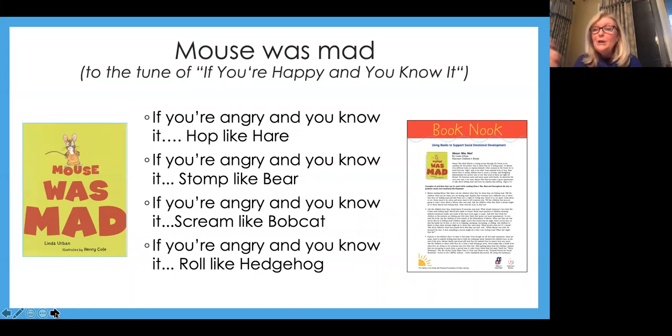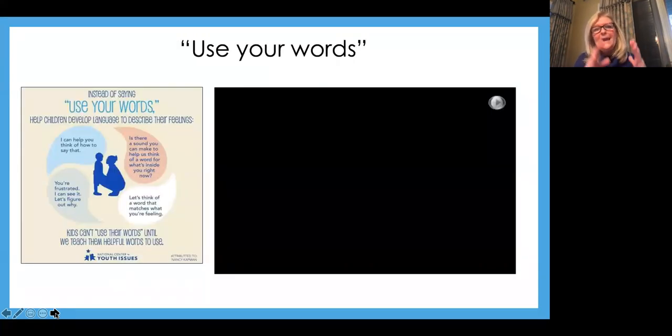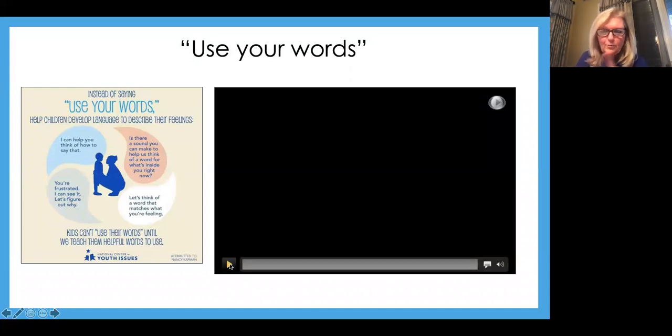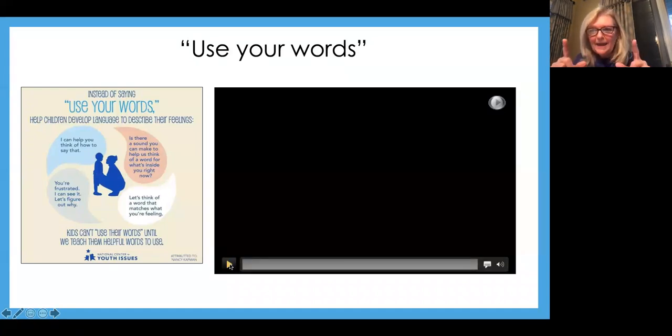Being mad. So I'm going to go into fast gear here because we don't have much time left and just scoot through some of these. But, again, a book nook, and this has a lot of movement in it. Kids really like this book. So doing that. I'm not going to show you this video time-wise. Well, wait, I am, because this is an important one. So use your words. We say that all the time, right?